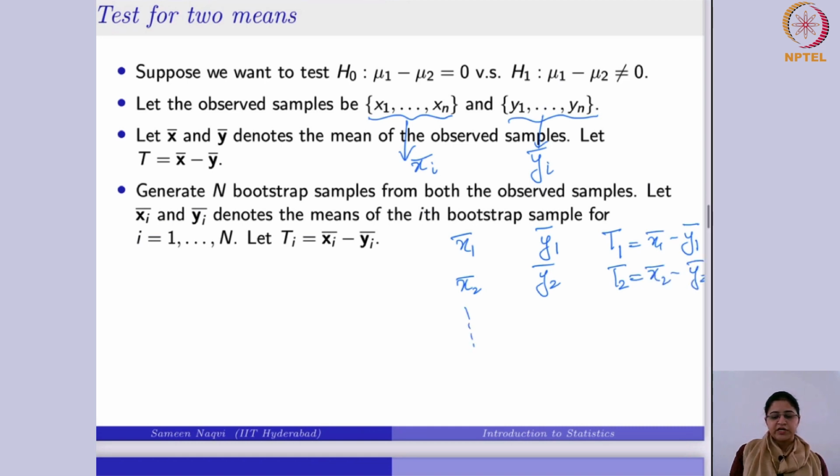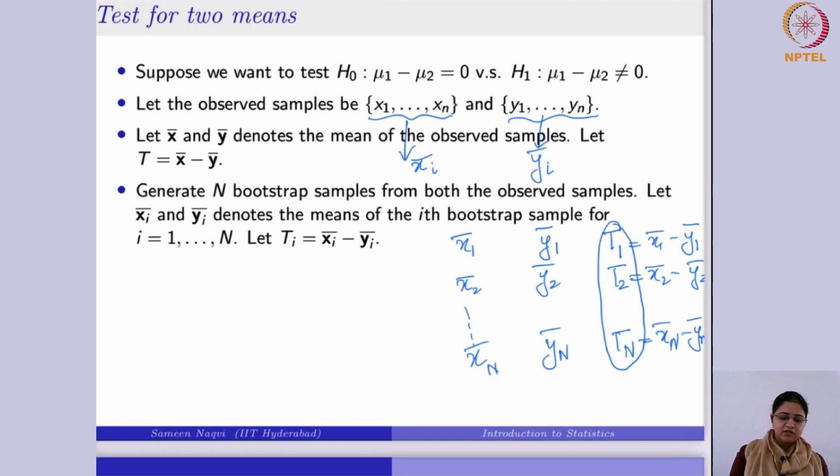This will keep on continuing till your last bootstrap sample is taken. Suppose it is n only, so yn. For the last one you will calculate the differences. And now finally you will look at the absolute values of these. You will see on how many occasions out of n it is happening that this value is more than this t, the observed test statistic.